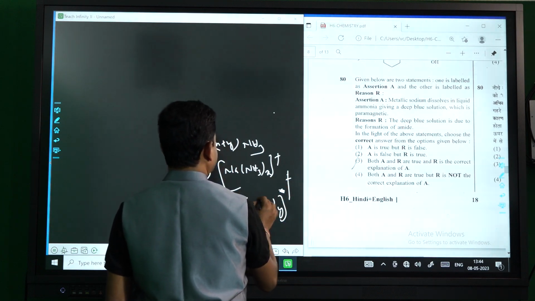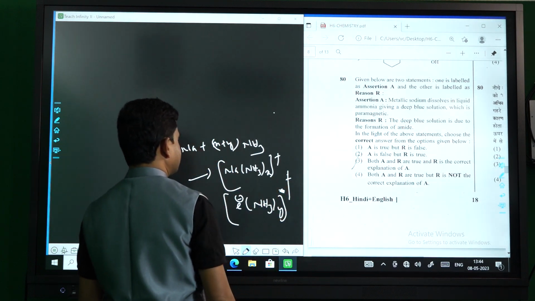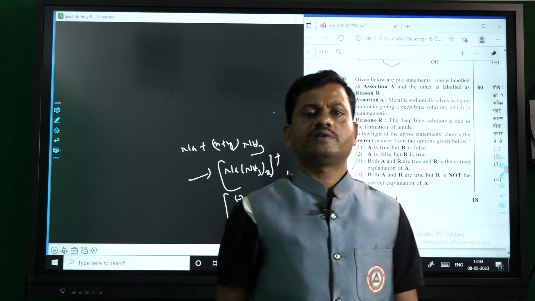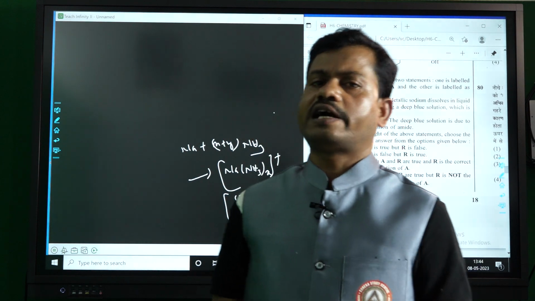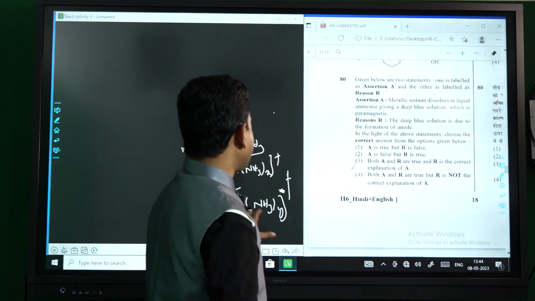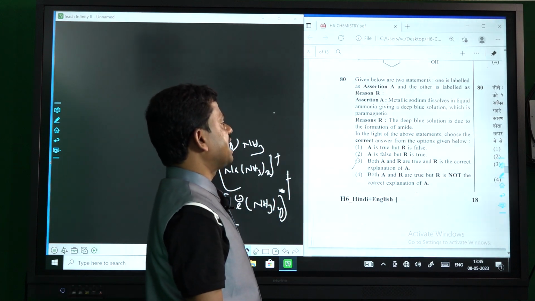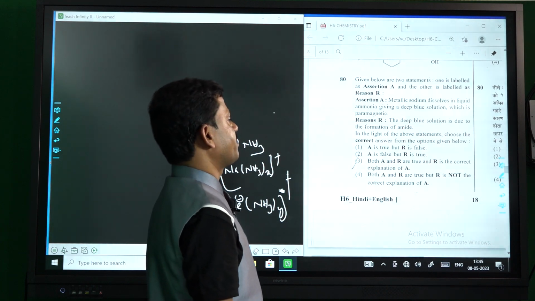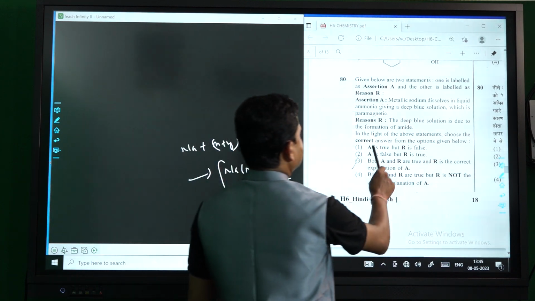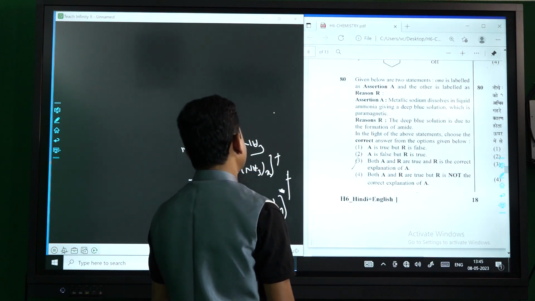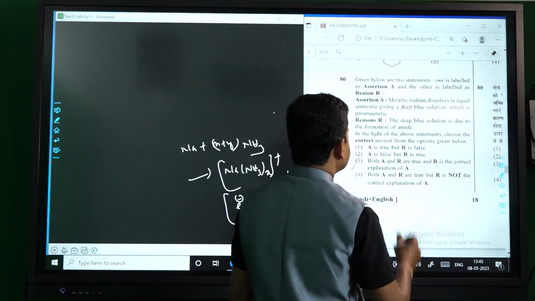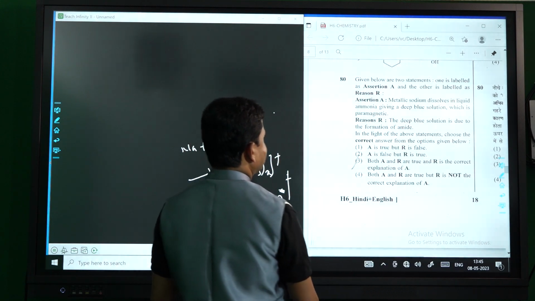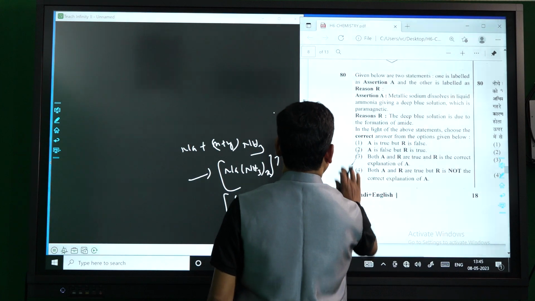I don't record negative charge. You can give a negative charge here. So when alkali metals are dissolved in ammonia solvent, you will get what? Complex and ammoniated electrons, and that ammoniated electron is responsible for the blue color solution as well as paramagnetic character. So in the reason, the deep blue solution is due to formation of amide. No, dear students, that is incorrect. So A is true but R is false.